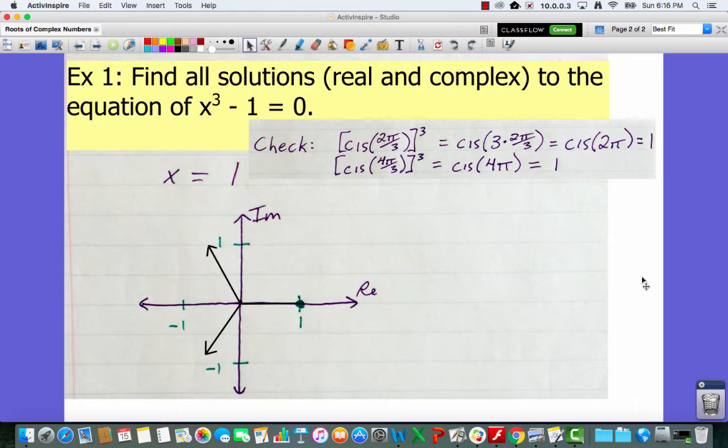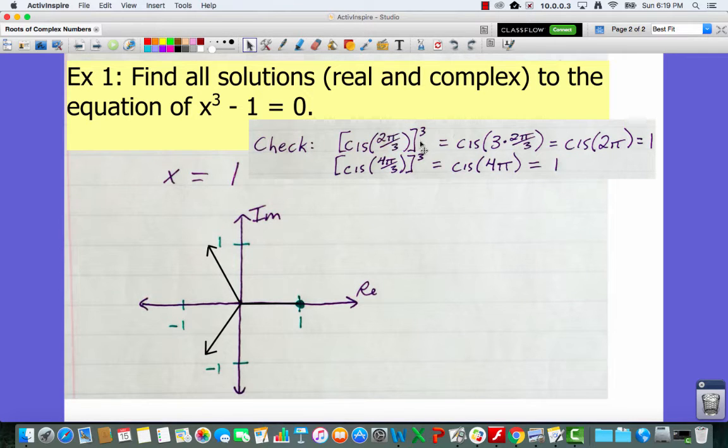Now, before I started the example, I said I'd use the check as a way of justifying what our process was. Here's the idea. When we find one solution, if we pick values kind of around the unit circle that are equally spaced and then apply De Moivre's theorem, those values turn out to be the same value that we started with after De Moivre's theorem is applied.